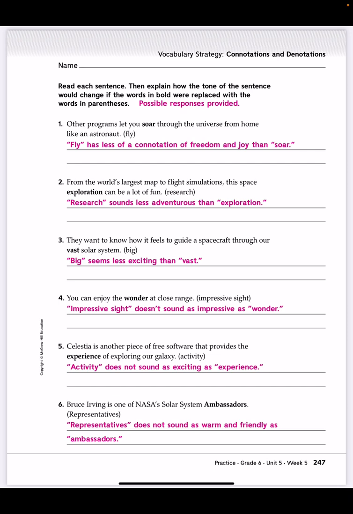Vast versus big continues the trend of making the sentence less exciting. Same or very similar denotation, but the connotation again is much less positive. If we took impressive sight instead of wonder, it's again just a lesser version. I think activity and experience are the same. And then representatives and ambassadors. Ambassadors sound like a more friendly greeter type of job than just a representative. But again, you can see how in this case, we've pretty much downgraded each time.